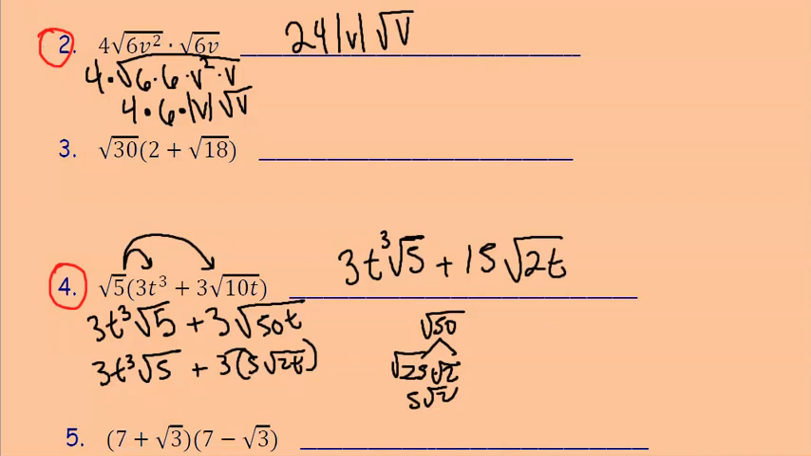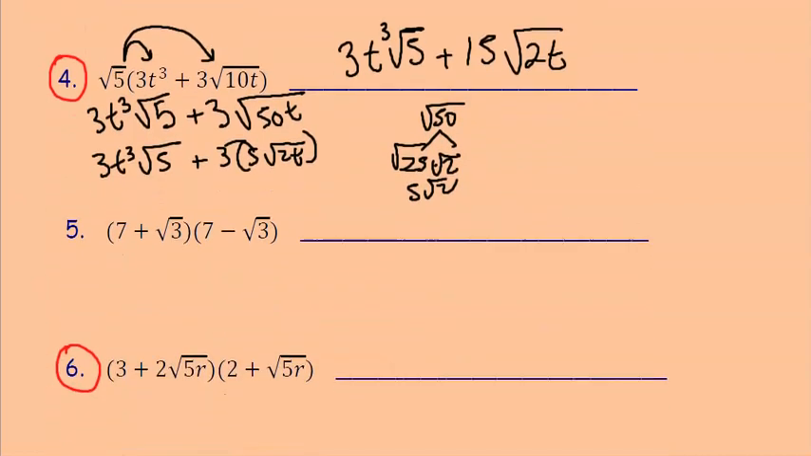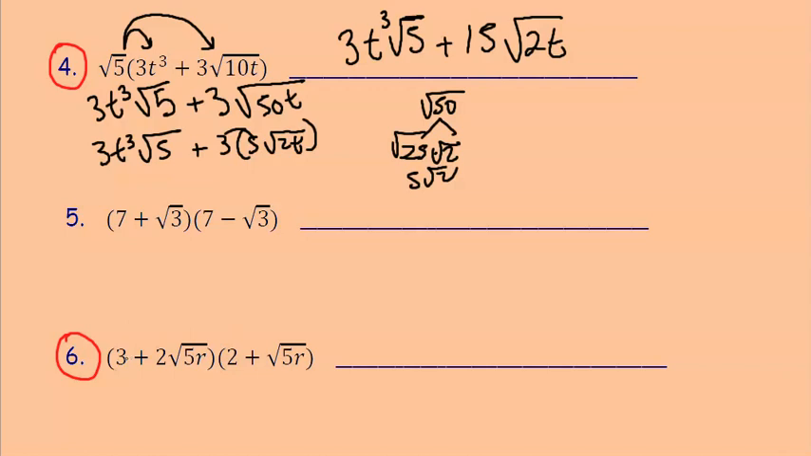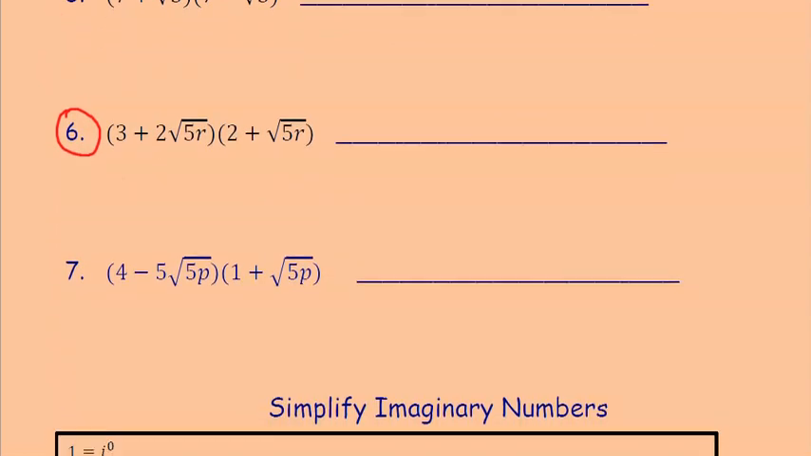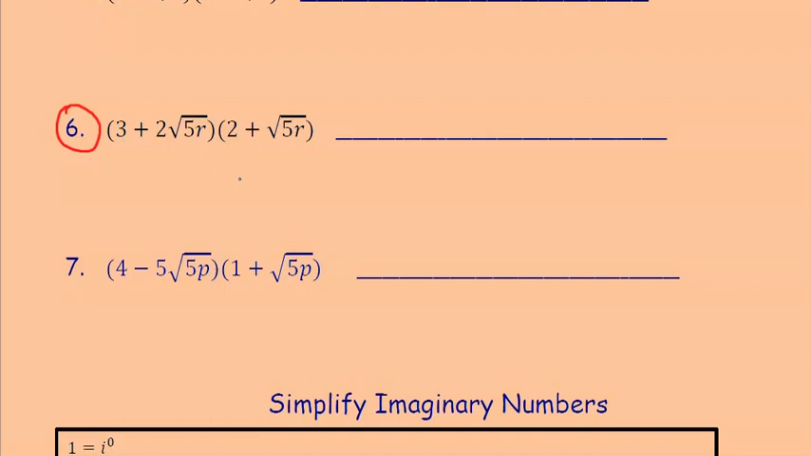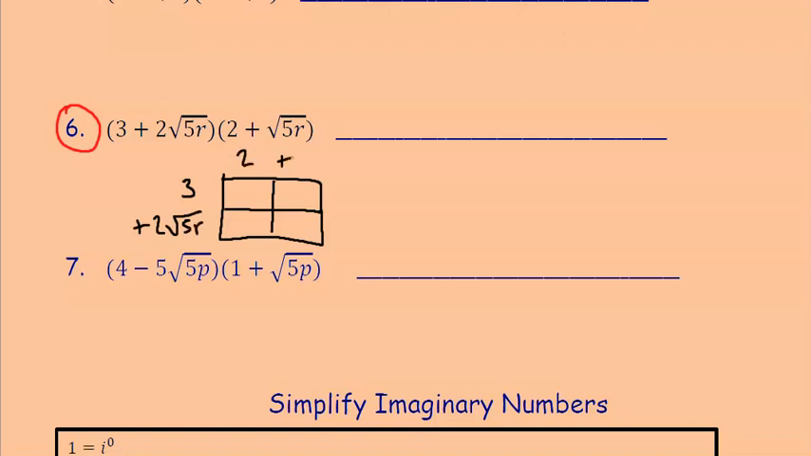Let's look at one more on this page. Let's look at number 6. We have parentheses 3 plus 2 square root 5r times 2 plus square root of 5r. So we could do box or FOIL with this one. Let's go ahead and do the box method. We'll find the areas of these 4 rectangles. 3 plus 2 square root 5r, 2 plus square root 5r.